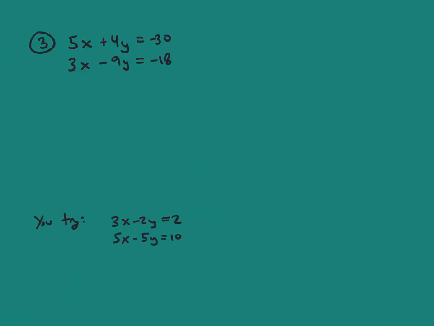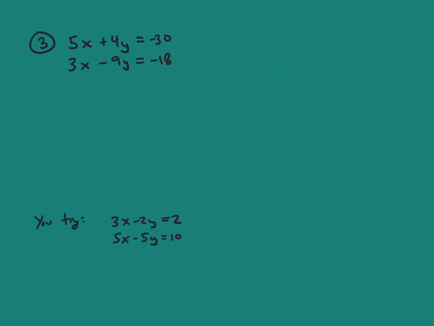Here on problem 3, what we're going to notice is there's not a number that I can multiply just one of the equations by, so I'm going to have to multiply both of the equations. So you can pick whichever one you want to cancel out. You could cancel out the x's, you could cancel out the y's. You just have to make the numbers the same but opposite. So for x, we would want to get negative 15 and positive 15. For y, it would probably be negative 36 and positive 36. I think I'd rather go with the smaller ones, so I'm going to go with the x's.